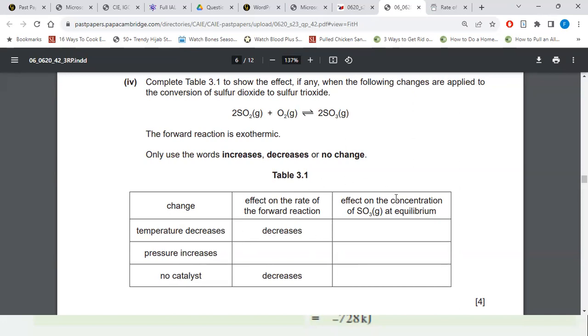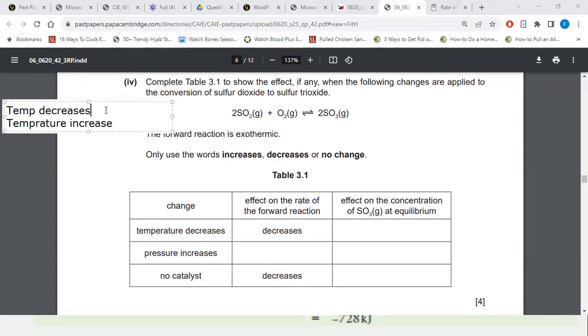After that, they're saying what will be the effect on the concentration of sulfur trioxide at equilibrium. So what will be the effect on equilibrium? Now you have to remember. No change. Why no change? Do you remember when I made a table for you? I told you when temperature will decrease, what will happen, and when temperature will increase, what will happen.